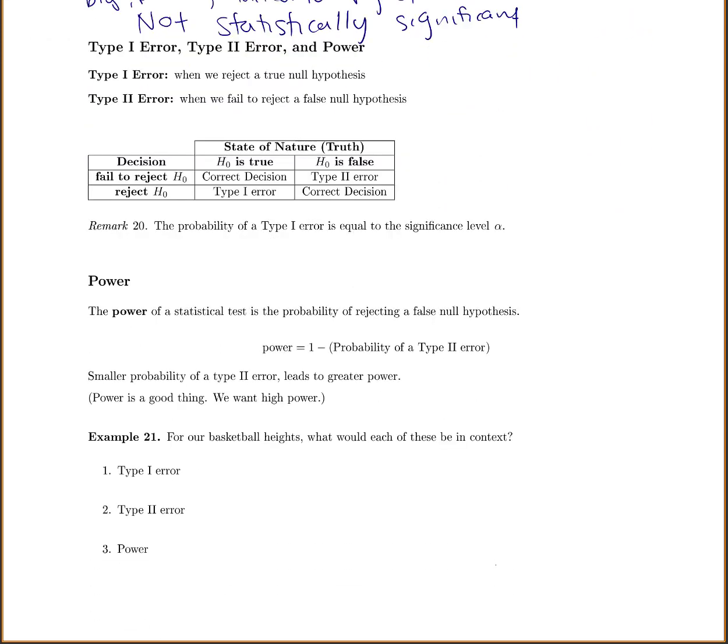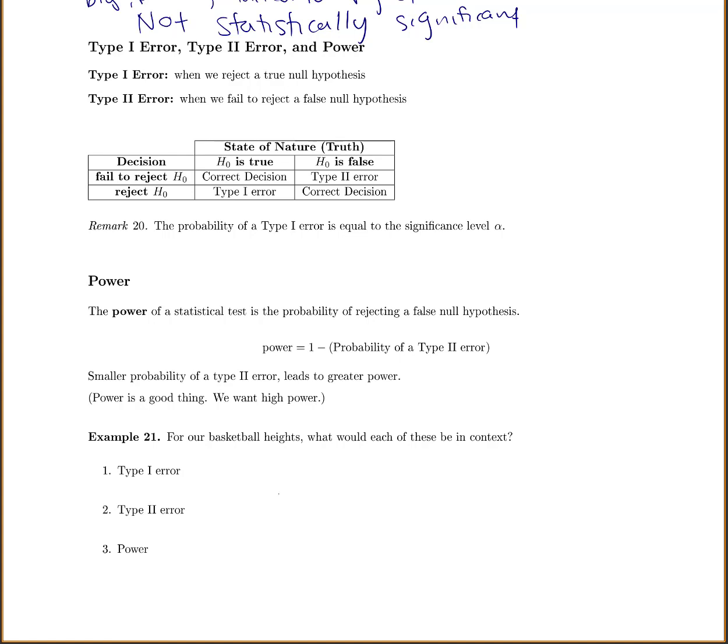For power, the power of the test is the probability of rejecting a false null hypothesis. You want to reject a false null hypothesis. That's a good thing. So power is good. Notice that power is 1 minus the probability of a type 2 error, because we said the null is false, so you can either make a type 2 error or have a correct decision. We want the correct decision, so it's 1 minus the probability of the type 2 error. So a small probability of a type 2 error leads to greater power. We want good power. We're not really going to calculate anything with power in this class.